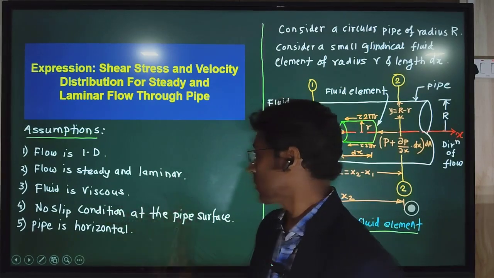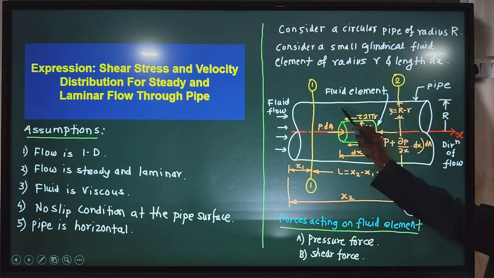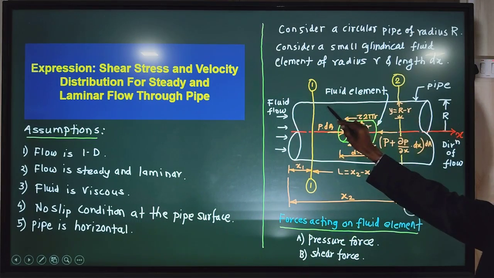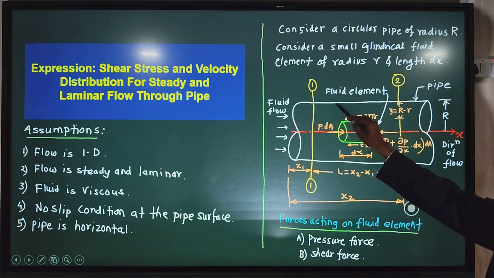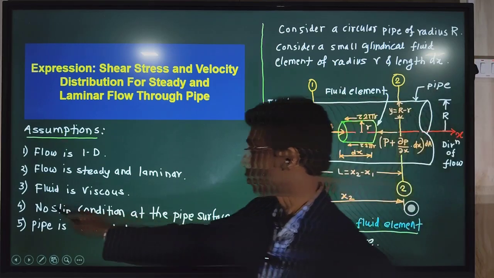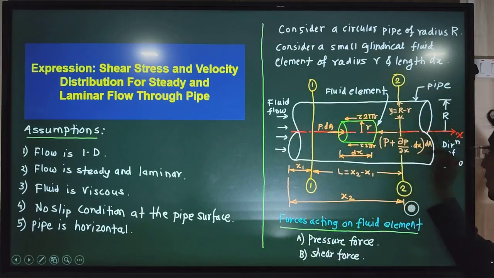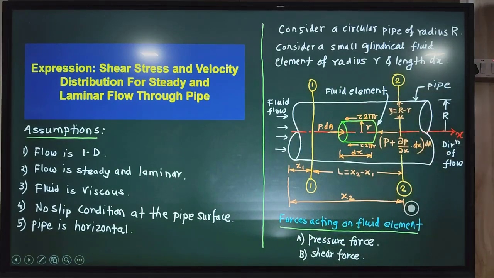There is a no slip condition at the pipe surface. We discussed this in the last video session. No slip condition means what? Because of the viscosity of the fluid, the fluid particles which are at the pipe surface have zero velocity, meaning they are not moving, they are stuck to the surface. Such a phenomenon is called the no slip condition. And last, the pipe is considered here as a horizontal pipe.